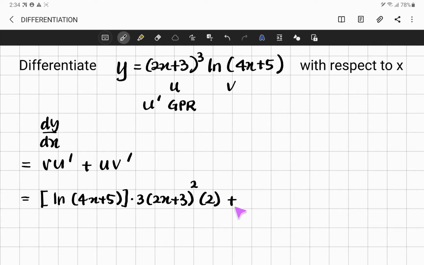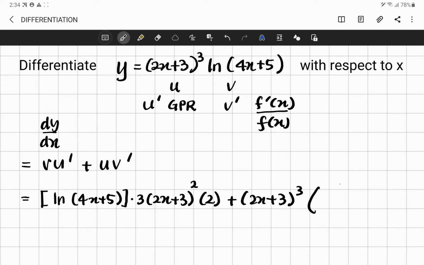plus u, (2x + 3)^3, and differentiate ln(4x + 5), we are going to use f prime divided by f of x. So differentiating 4x + 5, we are going to get 4 over 4x + 5.